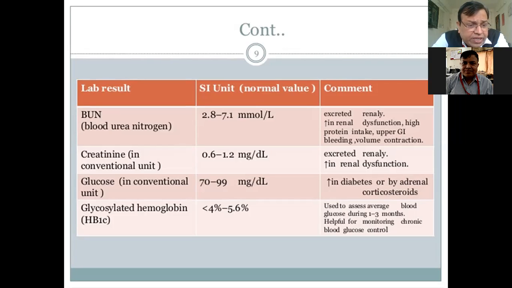Now glycosylated hemoglobin, that is the concentration of hemoglobin used to assess average blood glucose during the 1 to 3 months, helpful for monitoring chronic blood glucose in diabetes patients.